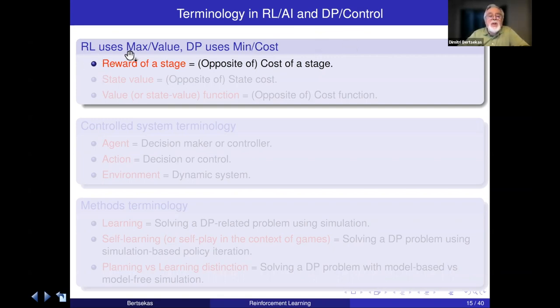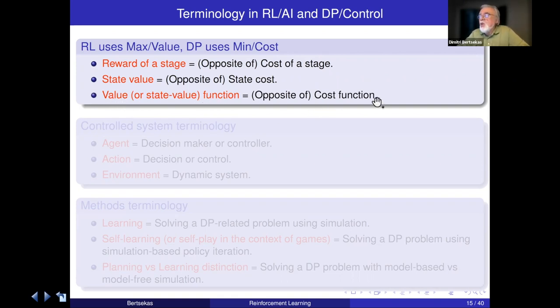For example, reinforcement learning uses maximization of reward or maximization of value. Dynamic programming uses minimization of cost. And within this context, the reward of a stage is just the opposite of the cost of the stage. Reward of the stage in artificial intelligence can be explained as the opposite of the cost of the stage. So you need a mental adjustment to switch a sign when you're talking about rewards and costs. Then in reinforcement learning, people use state values as opposed to state costs in decision control. We talk about value function rather than cost function.